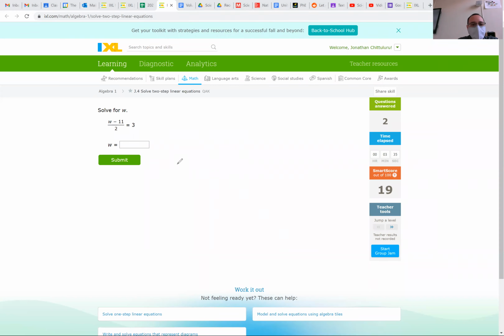w minus 11 over 2 equals 3. Okay, so let's go ahead and do this problem. So the first thing we want to do is undo this division. We can't really do much with the w minus 11 if it's being divided by 2. So we have to multiply both sides by 4. Well, sorry, by 2. When we do that, we get w minus 11 equals 6, okay? And then what we're going to do is add 11 to both sides to get rid of the negative 11 on the left. So we get w equals 17, all right? So let's go ahead and put that answer in. And we're cruising along, okay?